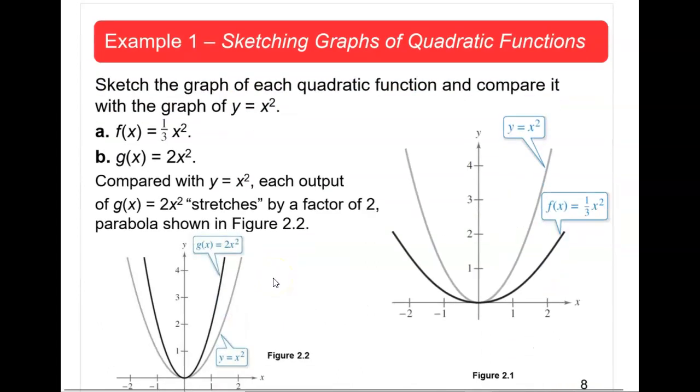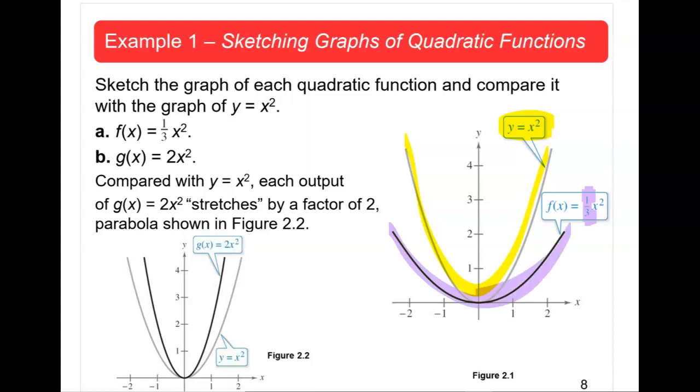Okay, here we have, for example 1, sketch the graph of each quadratic function and compare it with the graph of y equals x squared. So we have y equals x squared, which is our parent function. We know that already. And so if we have 1/3 of x squared, this 1/3 is actually causing the graph to have a vertical shrink or compression.